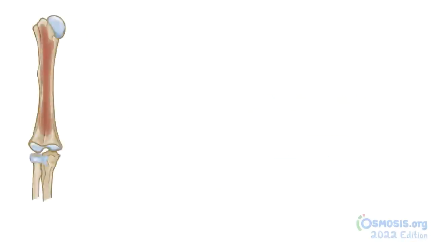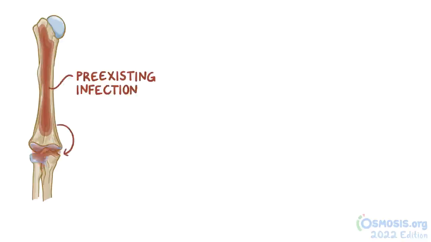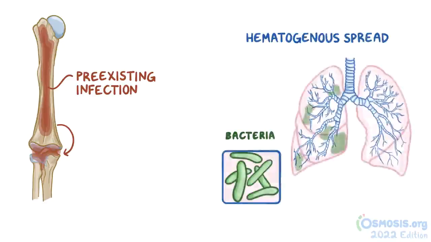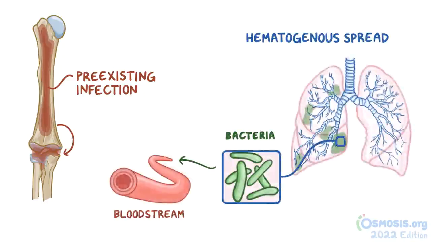Now, there are various ways that a bacterium can get into your joint. First, it can be from a pre-existing infection in adjacent tissue, usually the bone, from where a bacterial infection can spread to the articulating part of the bone and then makes its way right into the joint. It can also develop from a hematogenous spread, which is where the bacteria is somewhere else in the body, like the lungs, and then travels through the bloodstream and gets into the joint.